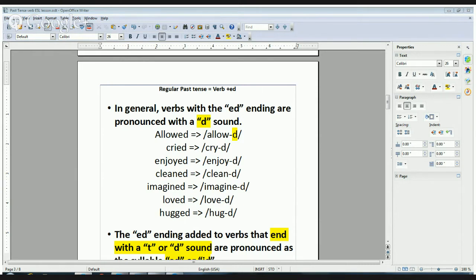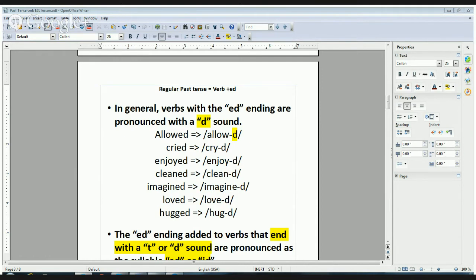Cry. Cried. Good, very good. All right, and what about the next word after that? How is that one pronounced, Haide? Enjoy? Good, very good. Enjoyed. Very good. All right, and then Eva, can you pronounce the next two words for me? Clean. Okay. And cleaned. And imagine. Very good. You got it.